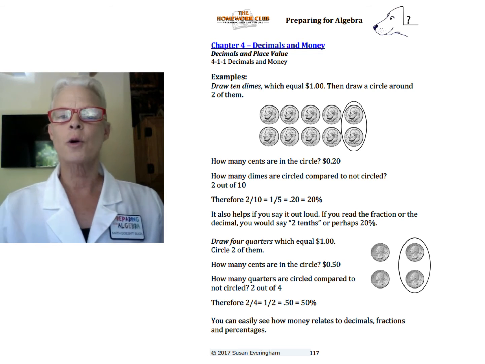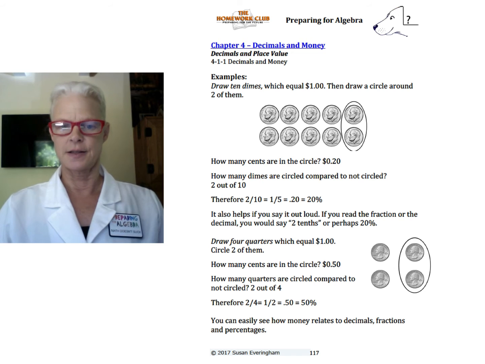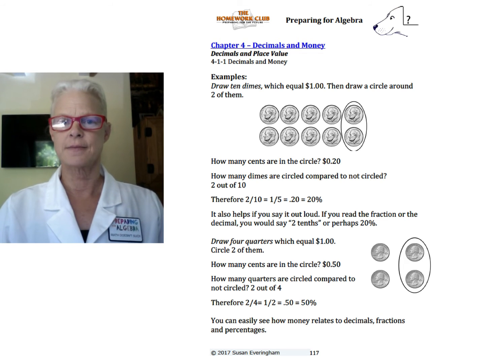Now draw 4 quarters, which equal $1, and circle just 2 of them. Right? Now we've got 50 cents. Right? 2 out of 4 are circled. 2/4 or 1/2, 50 cents or 50%. You can easily see how money relates to decimals, fractions, and percents.